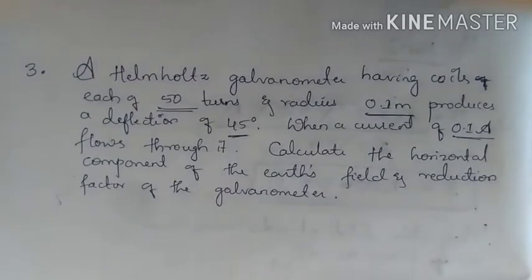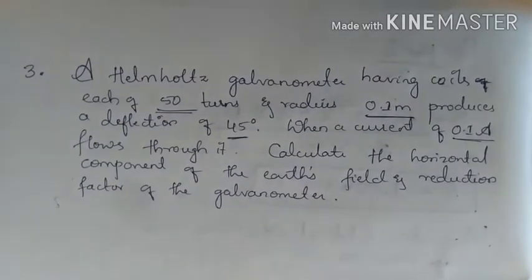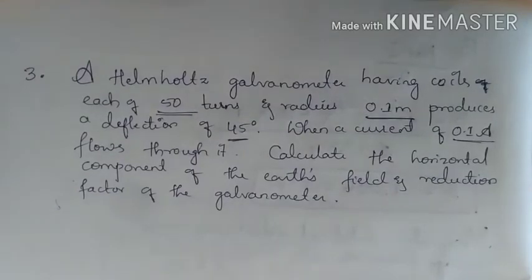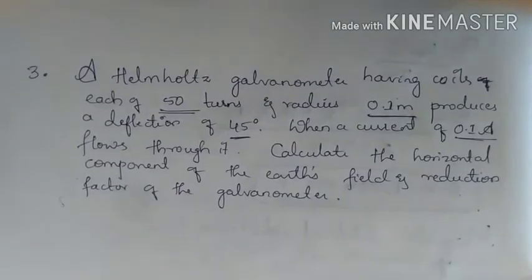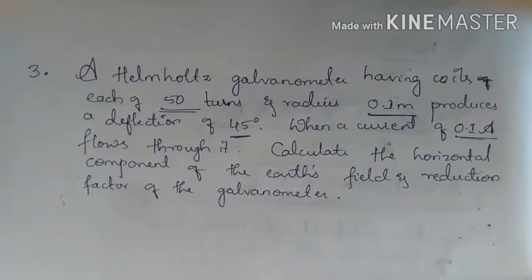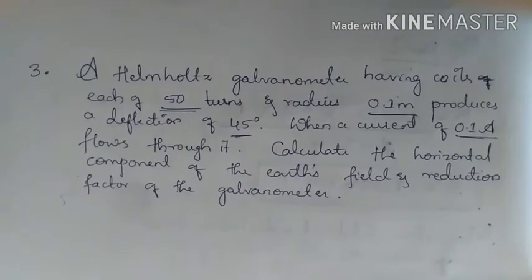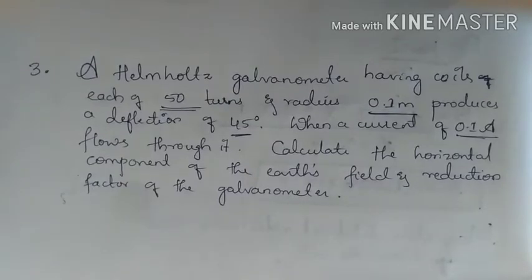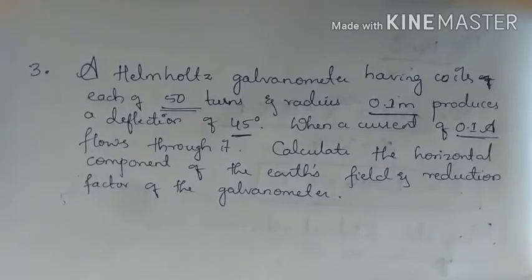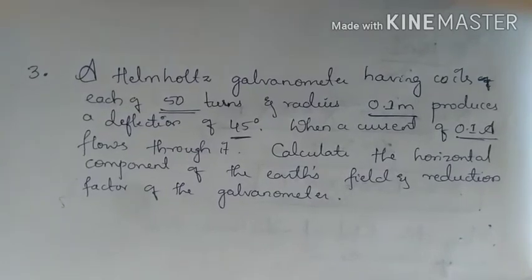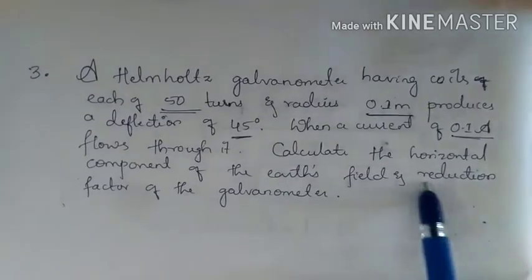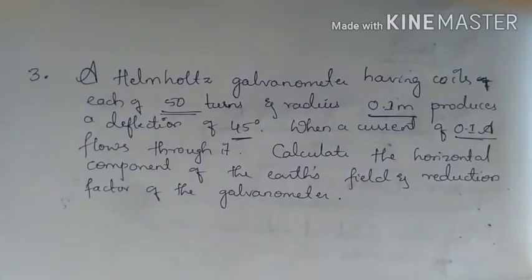So while discussing the Helmholtz galvanometer, I have not said anything about this reduction factor. The K which we got in the current expression, that is I equals K tan θ, is known as the reduction factor. So K is the reduction factor, and the expression for K is 5√5 A B_H divided by 8 μ0 n. So you have to use that expression to find the reduction factor for the galvanometer.